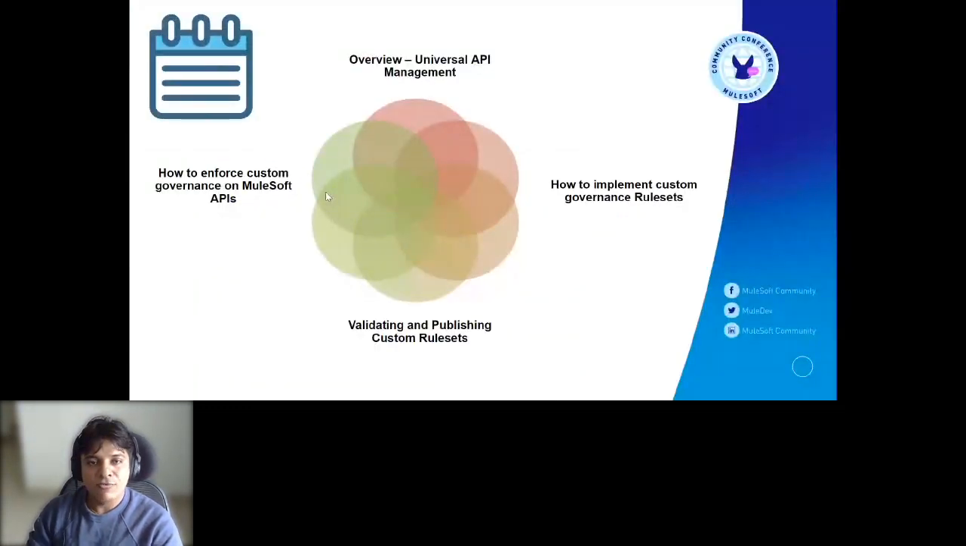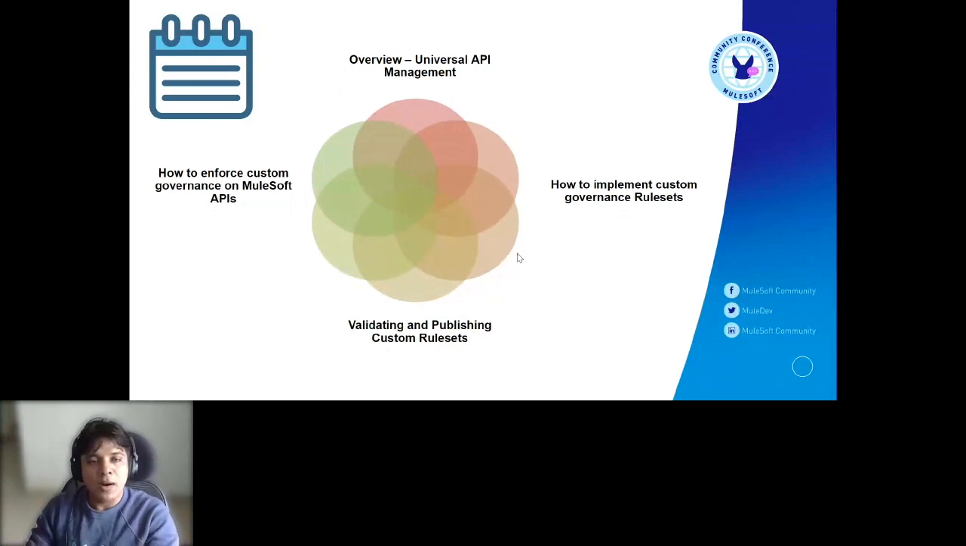The agenda of our session today, as I mentioned: API governance is a part of Universal API Management. These are the new features launched on Anypoint Platform to satisfy the client's requirements from any architecture, any domain. So we are going to talk about API governance, one piece of Universal API Management. In API governance, we are going to talk about the custom rule sets. We are going to create, publish, validate, and apply those rules as part of the demo.